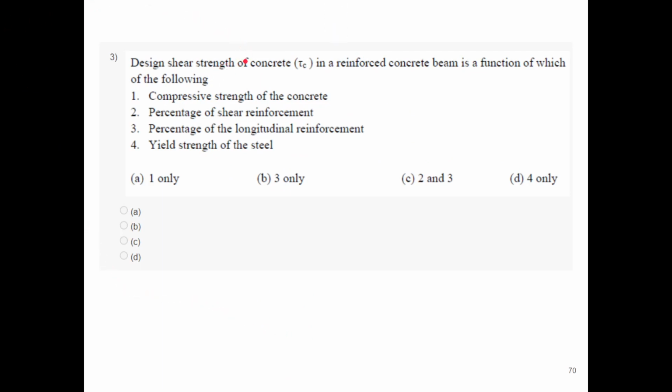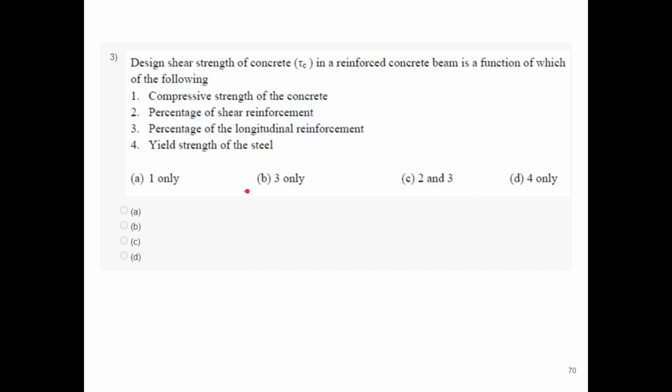Third question. Design shear strength of concrete tau C in a reinforced concrete beam is a function of which of the following? 1. Compressive strength of the concrete. 2. Percentage of shear reinforcement. 3. Percentage of the longitudinal reinforcement. Or 4. Yield strength of the steel. A, 1 only. B, 3 only. C, 2 and 3. D, 4 only.